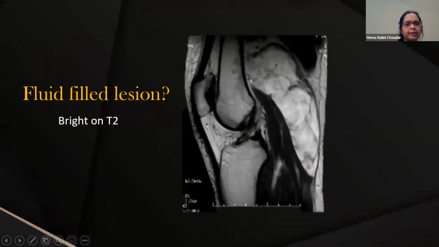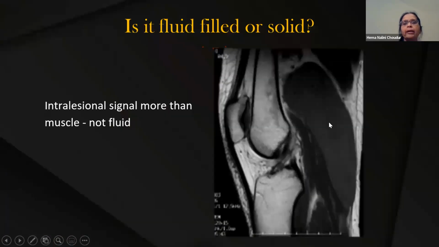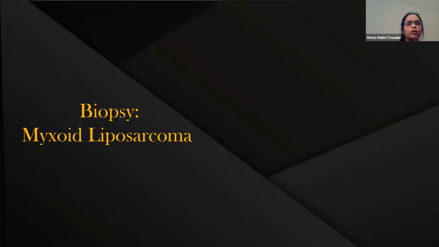This was called a Baker cyst. Then the MRI was done, and in the MRI, you see it's bright, but it's not as bright as clear fluid. It looks like there are septations. So what is this? If you look at the T1, it is brighter than that of adjacent muscle. It is hyperintense to the muscle. So then we're saying, yes, this is a solid lesion, but not a cystic one. And then we know that it's myxoid tissue based on the T1 characteristics. So then it was biopsied and it turned out to be a myxoid liposarcoma.